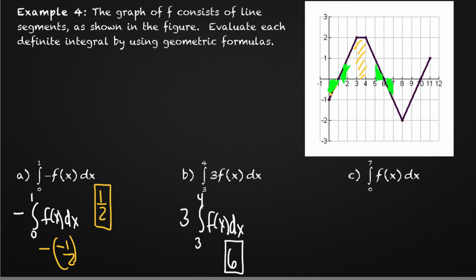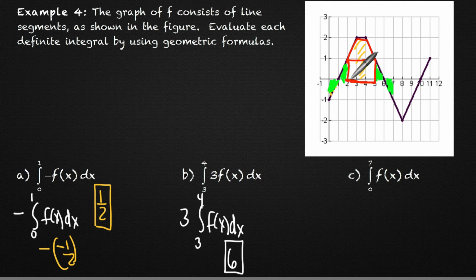So essentially, let me see if I can highlight it. What we're interested in finding basically is this area right here. All right, it looks like basically a trapezoid. So we're going to break it up into a rectangle and a trapezoid. All right, so let's go ahead and do that.